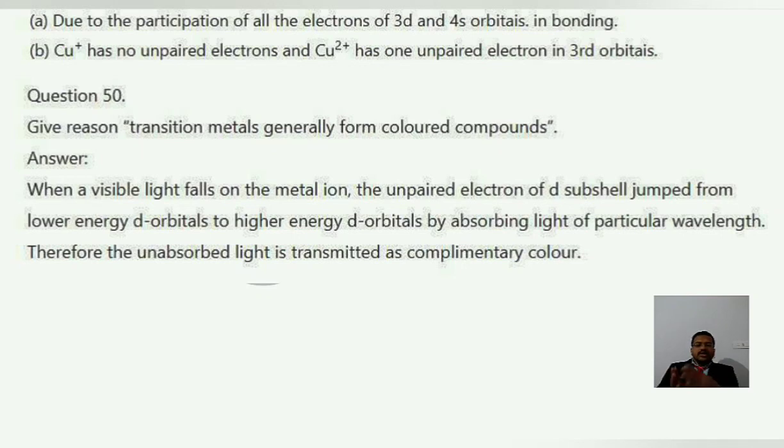So we already discussed the d orbitals are split into two, eg and t2g. So when the light falls, there will be a transition from t2g to eg, and the complementary color which is not absorbed is exhibited, and that is the reason. So the reason for colored compounds is d-d transition.